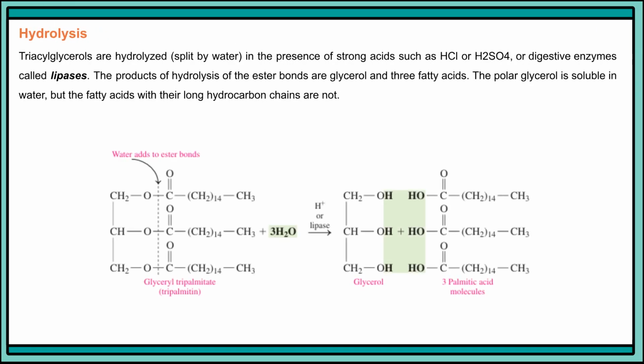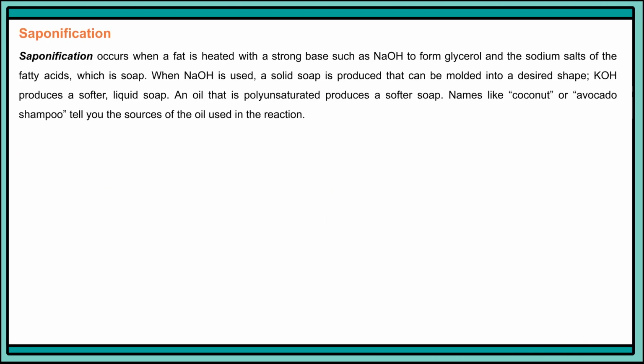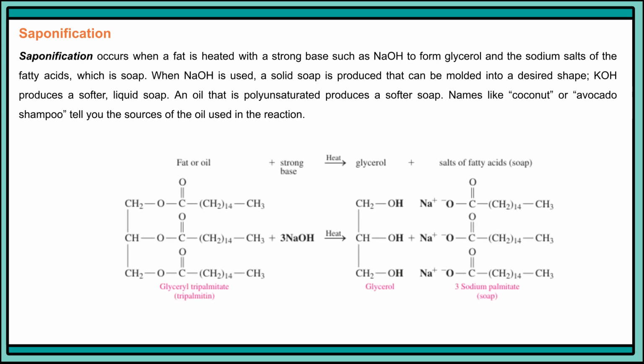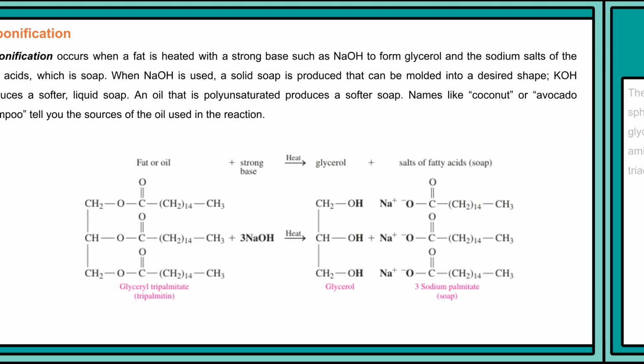Hydrolysis of triacylglycerols involves splitting ester bonds with water in the presence of acids or digestive lipases, producing glycerol and 3 fatty acids. Saponification is the reaction of a fat with a strong base like sodium hydroxide to form soap. Different bases, such as potassium hydroxide, yield softer or liquid soaps.